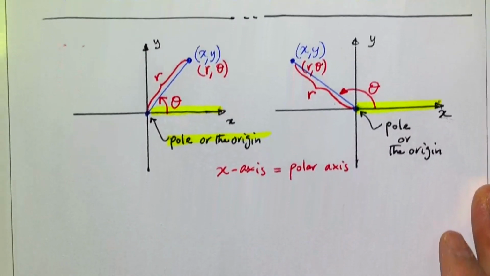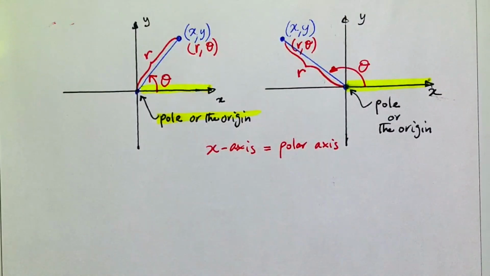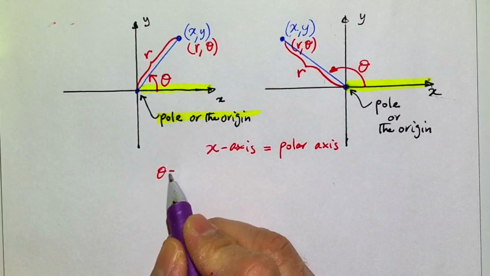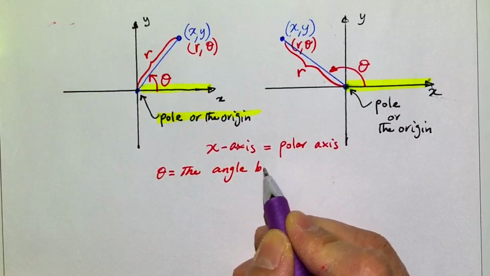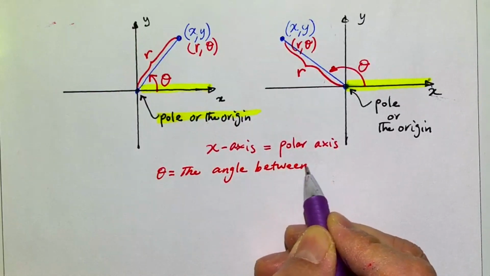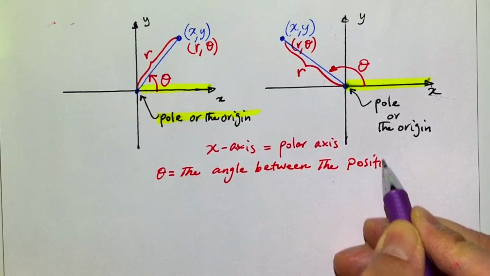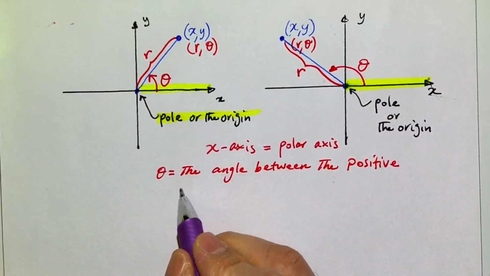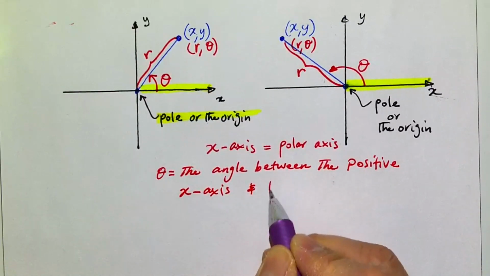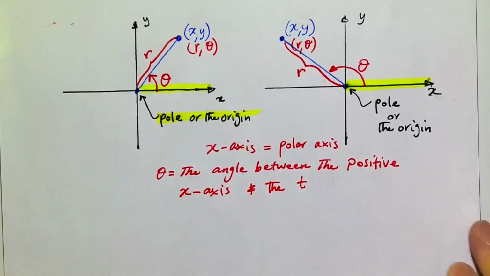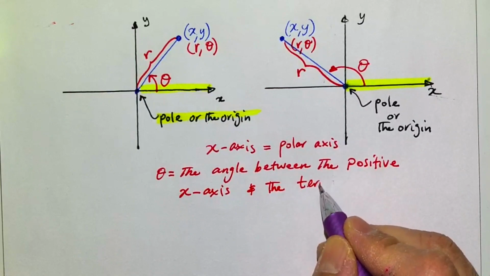And let me write this down as well as we define the polar axis. So theta is the angle between the positive x-axis and the terminal side of that angle.